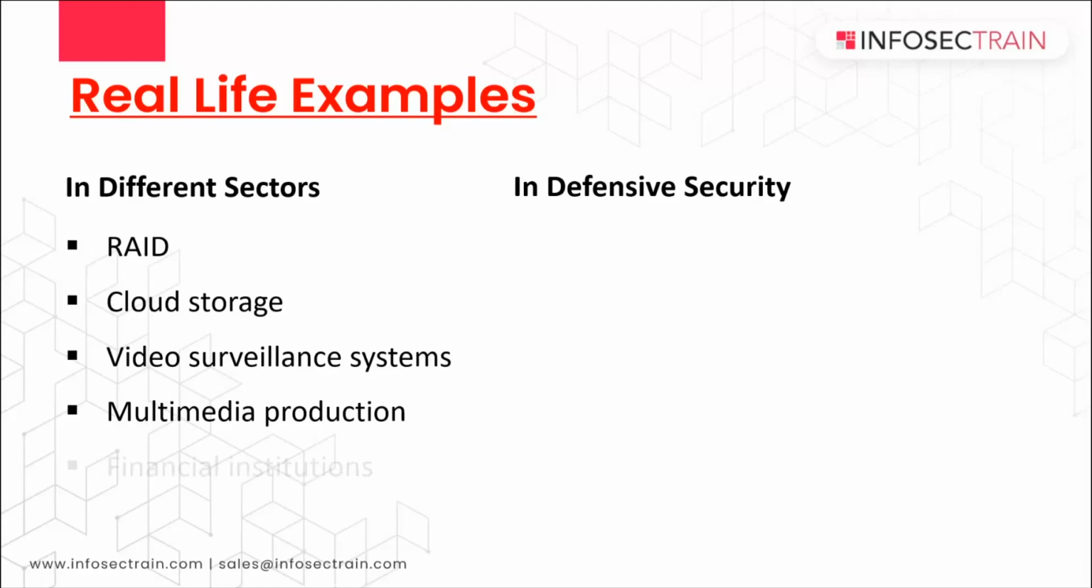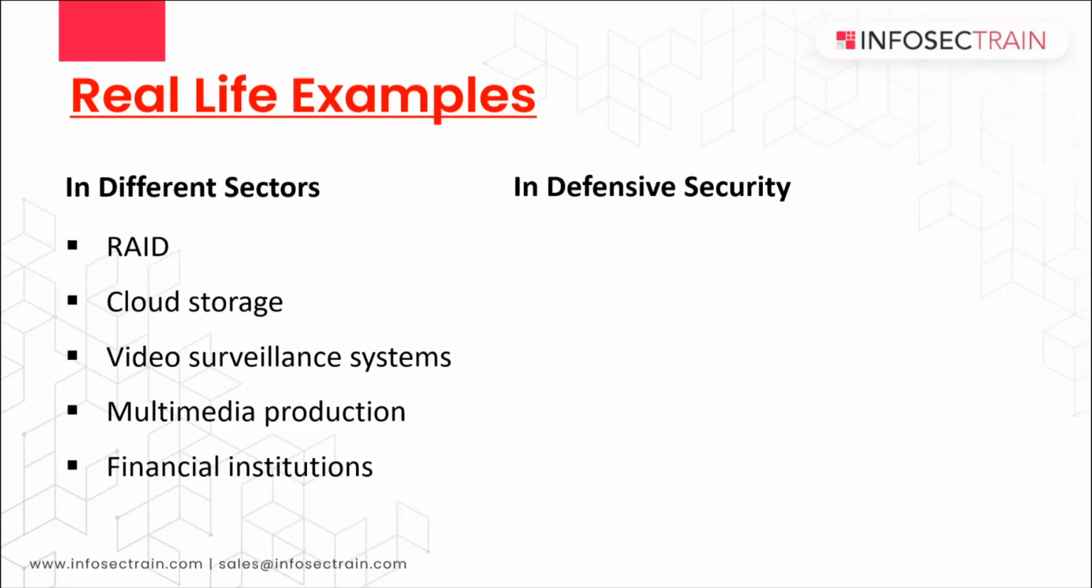Then what about next? Financial institutions. For many financial institutions, their transaction data is very important. That's why they have to use disk redundancy to store critical data such as customer information, transaction logs, and other financial data. And basically they also use RAID to ensure their data is stored redundantly across multiple disks, right?